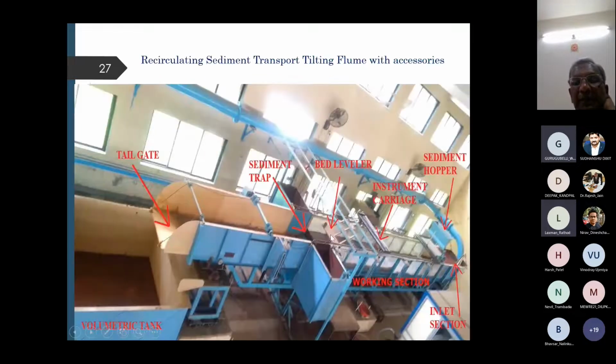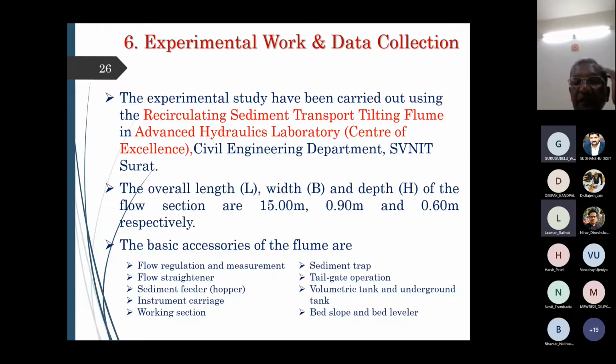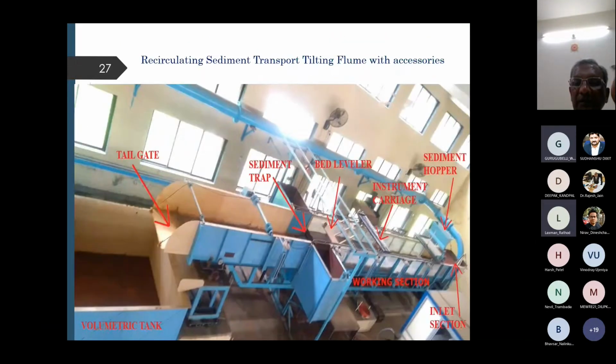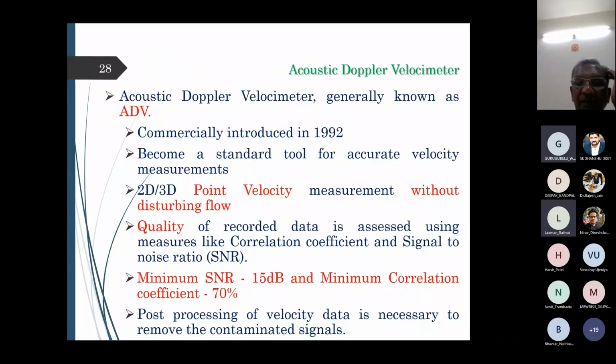For measuring the velocity, we have used the acoustic Doppler velocimeter. I think your course teacher, Professor Sudhanshu, might have covered how to use this ADV, and Professor B.S. Mazumdar might also have explained more detail about it. So I won't go much into detail, but one point I would like to mention is that while making the velocity measurements, we have kept the SNR at 15 dB, and the minimum correlation should be 0.7.